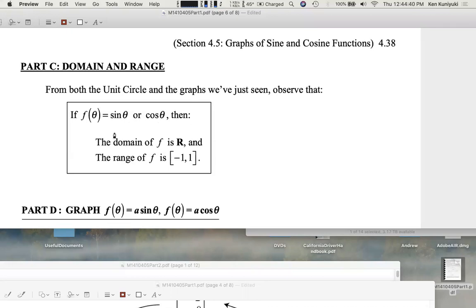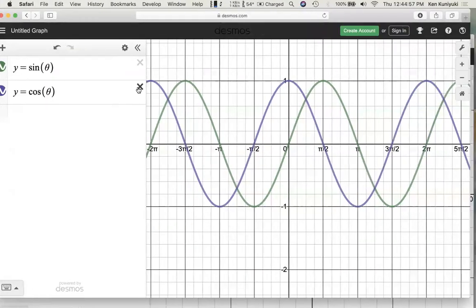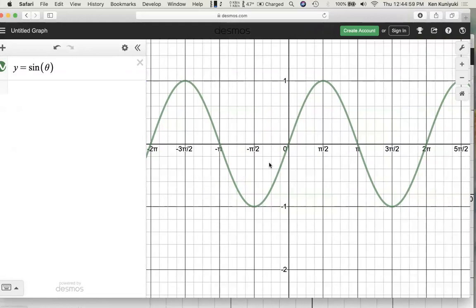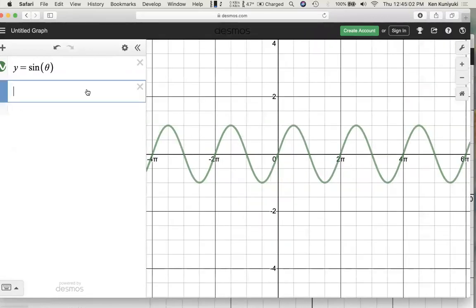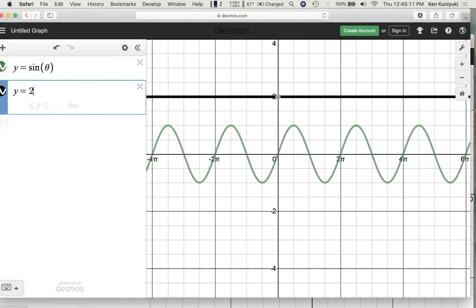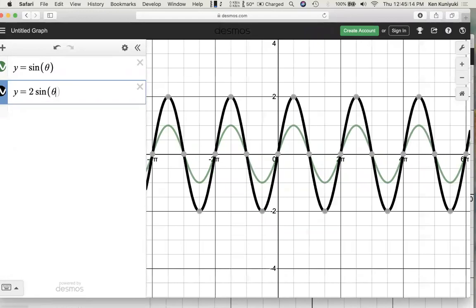All right. Now what happens if we put a number in front of sine of theta or cosine of theta? In general, how do you graph f of theta or y equals a sine of theta or a cosine of theta? What could happen? Let's ask Desmos. Here's y equals sine of theta. What is the graph of y equals 2 sine of theta? Remember chapter 1. What happens if you multiply the right side by 2? Y equals twice sine of theta.